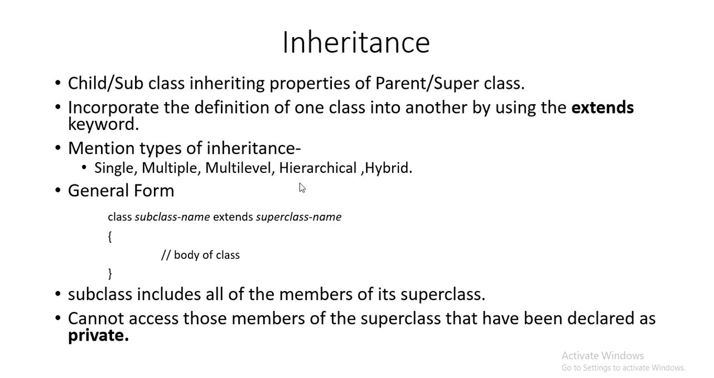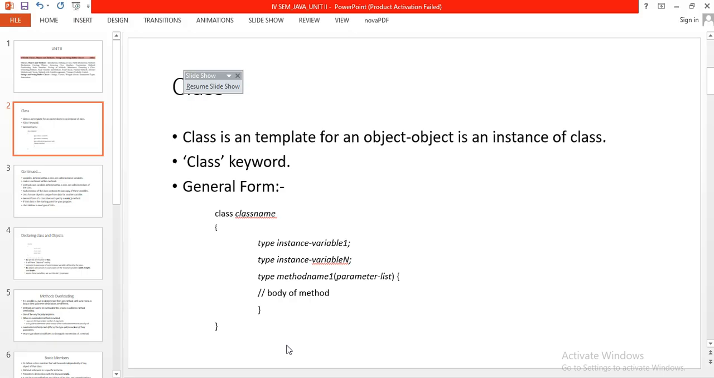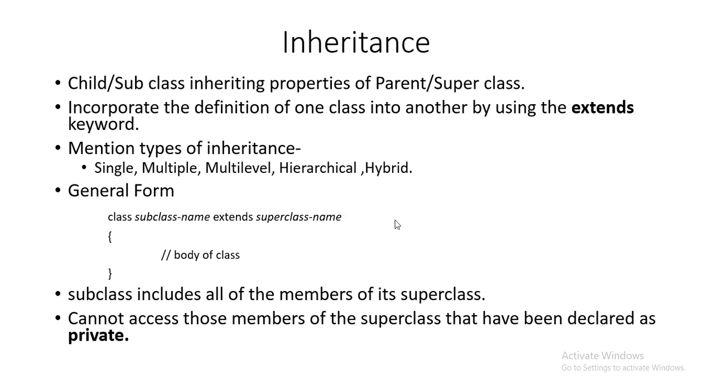Now hierarchical inheritance. Sorry, hybrid means a combination of multi-level and hierarchical, it's a multiple plus multi-level you can say. Now this is the word hierarchical. Just remember, just explain these points, that's enough.